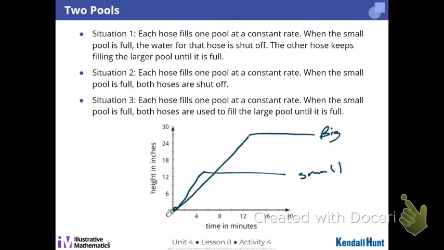It's going to go slower. A bunch of people made them fill at the same rate, and it's a mistake I love. Well, while they do fill at the same rate by volume, my y-axis is not volume. My y-axis is height in inches. And is the bigger pool going to fill the height faster or slower than the little pool? Slower.